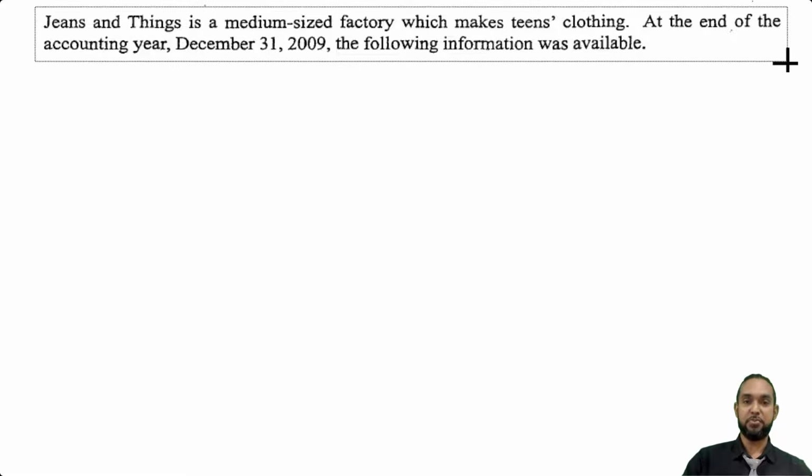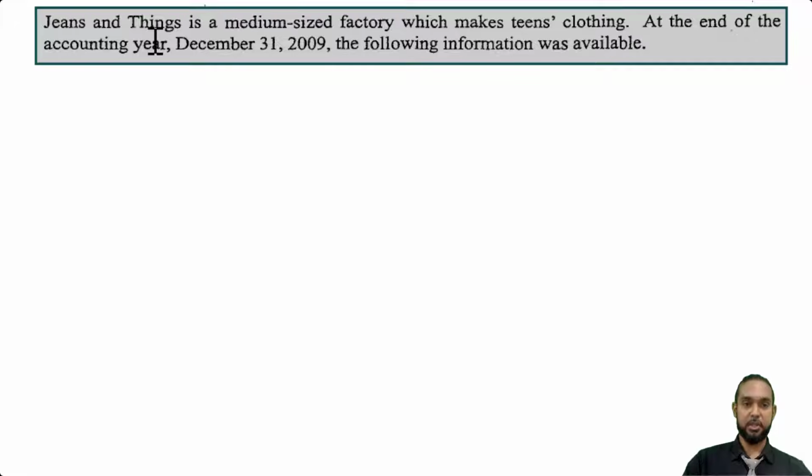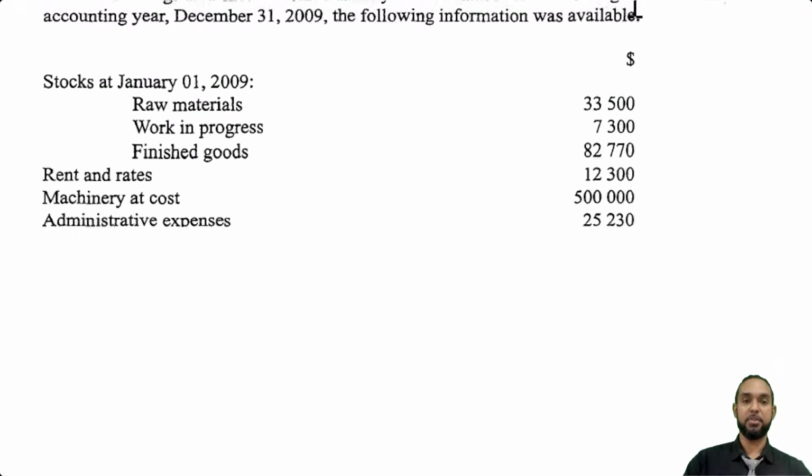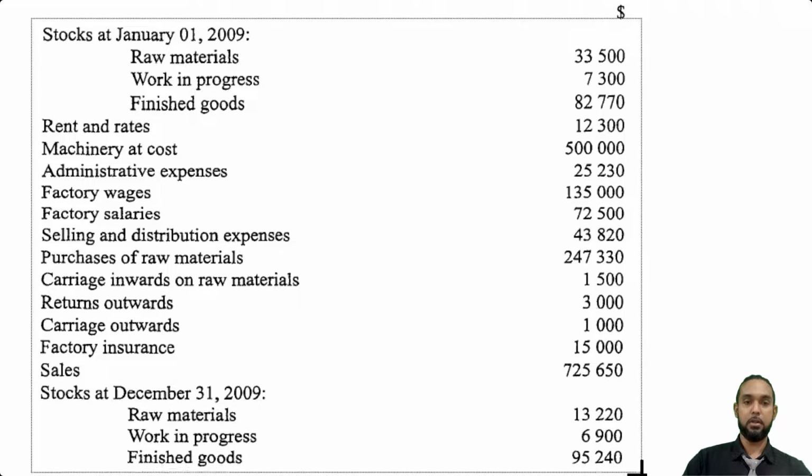And with that said, let's get into the question. Okay, so we have a manufacturing question here, and it says Jeans and Things is a medium-sized factory which makes teens clothing. At the end of the accounting year, December 31st, 2009, the following information was available. So they give us a nice long list of items here.